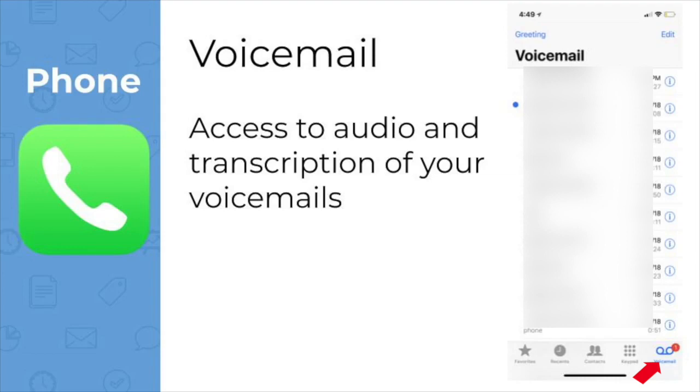The final portion of the phone app can be found in the very bottom right corner, and this is the voicemail feature. When you click here, you will see all of the people who have left you a voicemail in reverse chronological order. Any voicemail that has a blue dot next to it represents a voicemail that you have not yet listened to. All the other ones have been at least viewed one time.